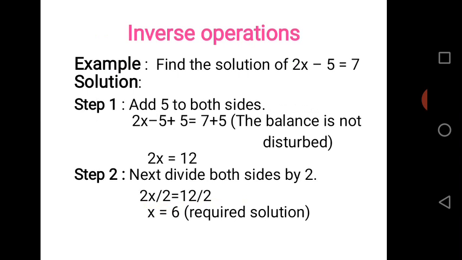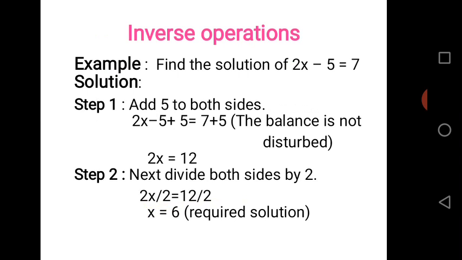Students, here I have taken one example, 2x minus 5 is equal to 7. So here by using inverse operations, we can find the value of this equation. See, as there is a minus 5 in LHS, so we have to use inverse operation, means subtraction and addition are inverse operations. So we can add 5 to both sides, means you will get 2x minus 5 plus 5 is equal to 7 plus 5.